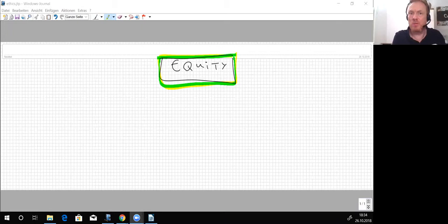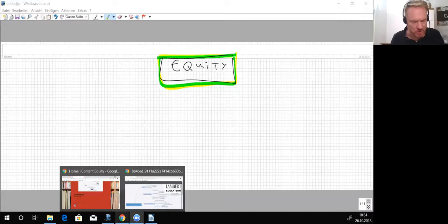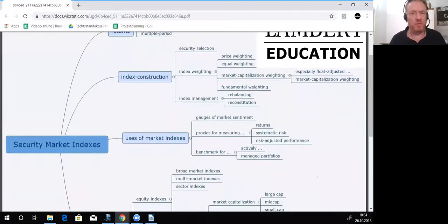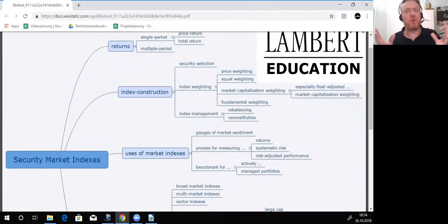This time we'll be dealing with CFA level one equity. This time it's about equity. We'll be dealing with indexes. So I prepared something for you. Look at this. There are the security market indexes that we'll be dealing with this time. We'll be talking about index construction. That's the thing for now.